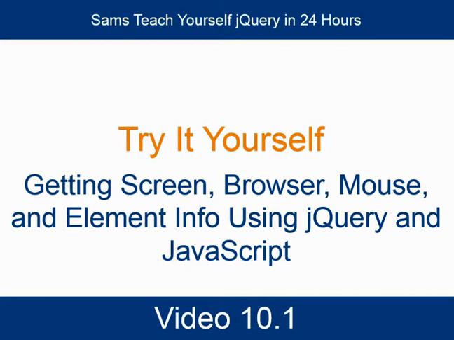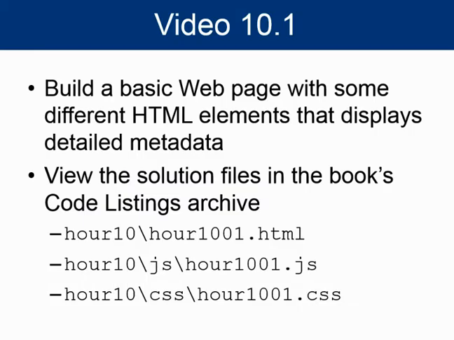Try it yourself. Getting screen, browser, mouse, and element info using jQuery and JavaScript. In this try-it-yourself exercise, we'll build a basic web page that contains some different HTML elements, and we'll look at using jQuery and JavaScript to display detailed metadata about those elements.